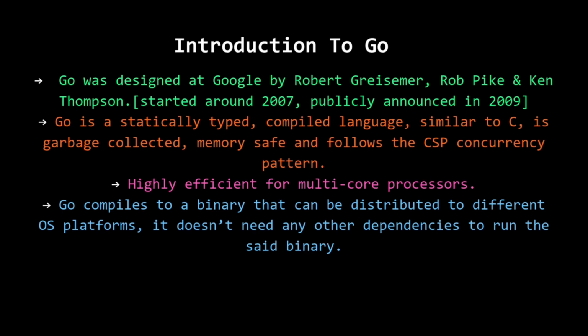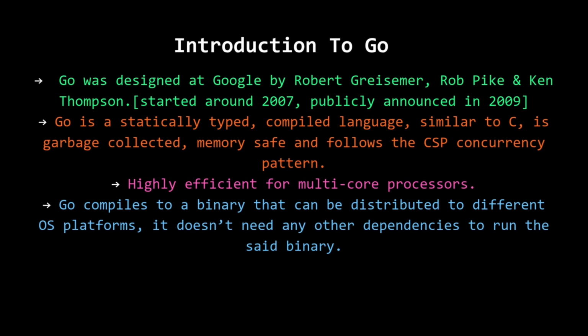Go is a statically typed language. Its variables are known by the compiler during compilation time. It has a feature of memory safety. It's garbage collected. It takes concepts from C, not just C alone, but from other languages such as the CSP pattern, that's communicating sequential processes. As a programming language, it's highly efficient for multi-core processors.